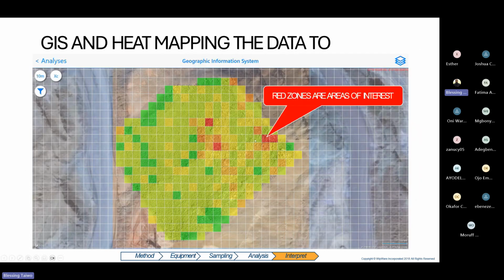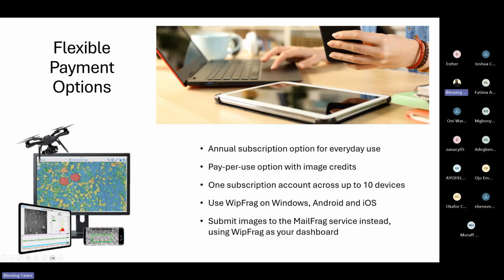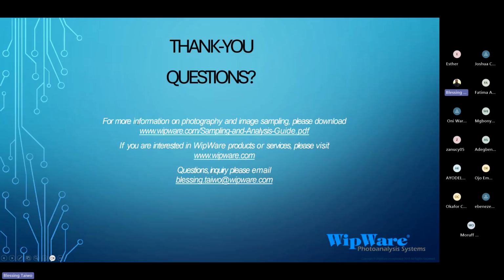All right, I've explained this also, and this is the red point. This is just showing you the UAV. The software is available in different languages. I've explained that. You can get the software as annual, as pay-as-you-go, as I've explained. These are just common errors and how the software handles them, and I've explained some of that.